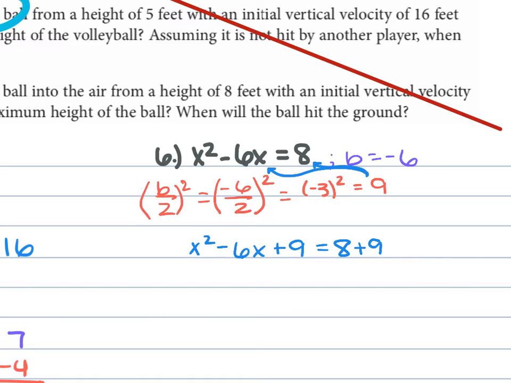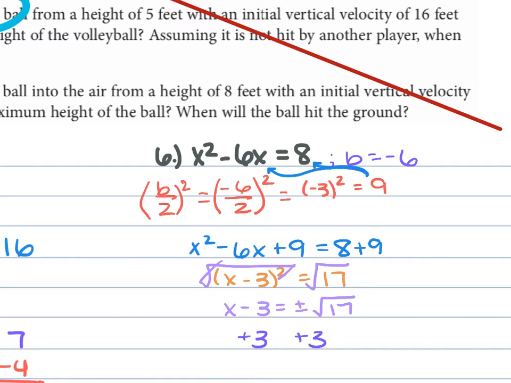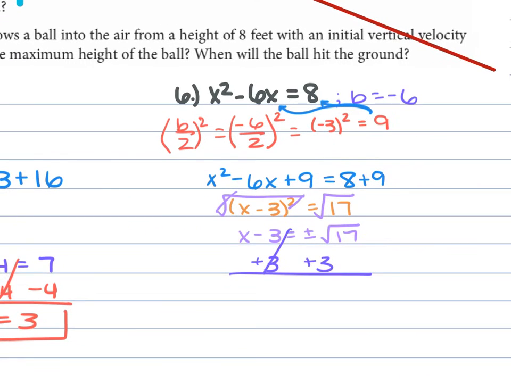We're going to factor the left side, add the right side. So we're going to have x minus 3 squared is equal to 17. We take the square root of both sides. The square root cancels out the exponent to where it's just x minus 3 is equal to plus or minus the square root of 17. We're going to move that 3 over, so we're going to add it to both sides. And we're going to have x is equal to 3 plus or minus the square root of 17.